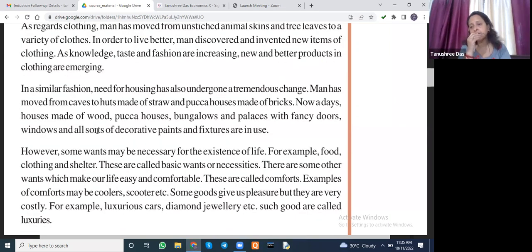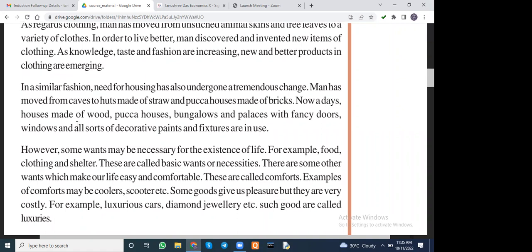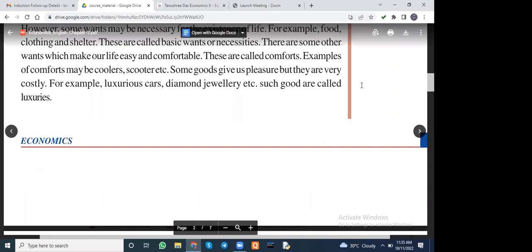Earlier, people used to construct kacha houses, houses made of mud and straw. Later on, they started making pakka houses. And nowadays we are having apartments, high-rise buildings, villas, bungalows, many things. So which means what? Due to the development of the civilization, the desire of the human has changed, and now we can ask for anything as per our requirement. Then how can the wants be satisfied?